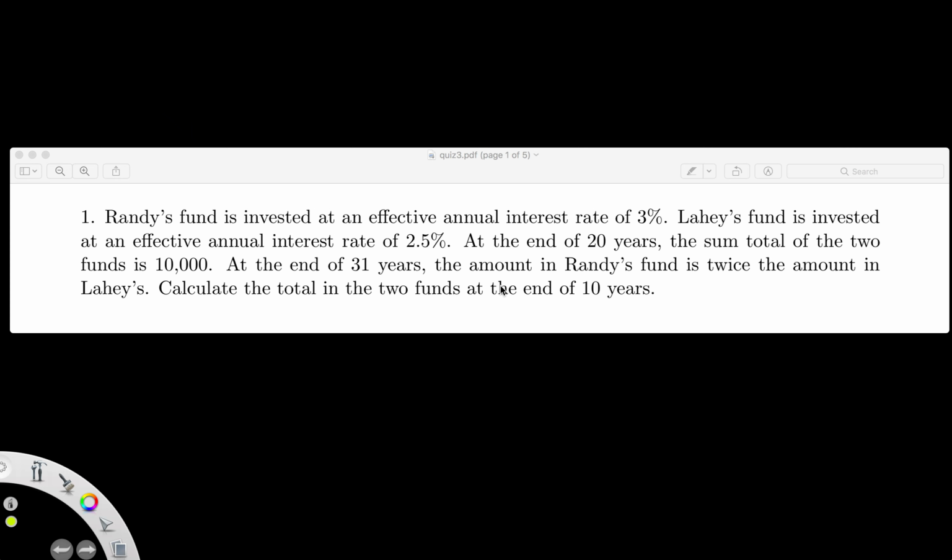Randy's fund is invested at an effective annual interest rate of 3%. Leahy's fund is invested at an effective annual interest rate of 2.5%. At the end of 20 years, the sum total of the two funds is $10,000. At the end of 31 years, the amount in Randy's fund is twice the amount in Leahy's. Calculate the total in the two funds at the end of 10 years.